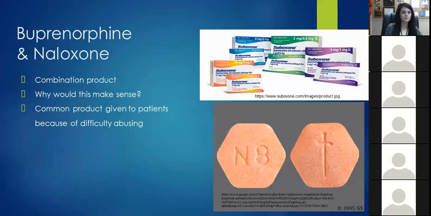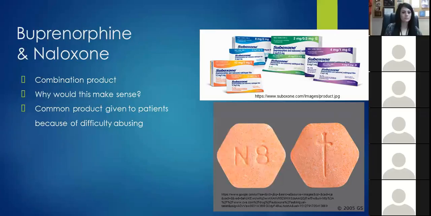And so then there's a combination product with buprenorphine and naloxone. And so why would this make sense? Because you have buprenorphine, which is a partial agonist, and naloxone, which is an antagonist. So you're going to just be negating the effects. But the thing is, with naloxone, it's only good when it's injected. So if you try and give it orally, it's not going to get absorbed. So essentially all you're going to be getting is the buprenorphine.